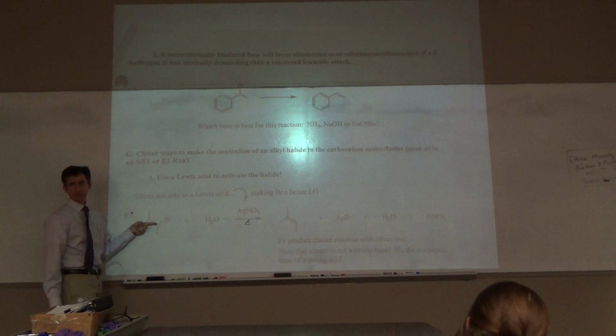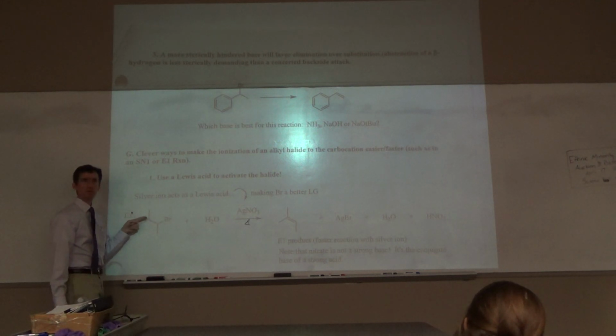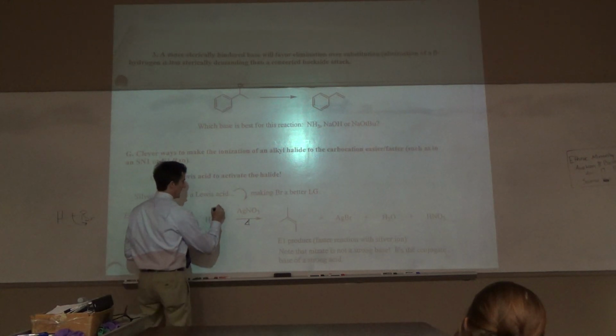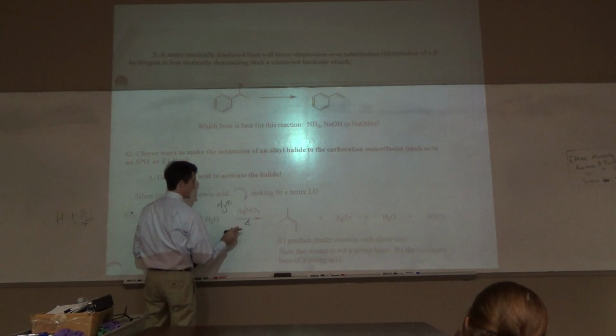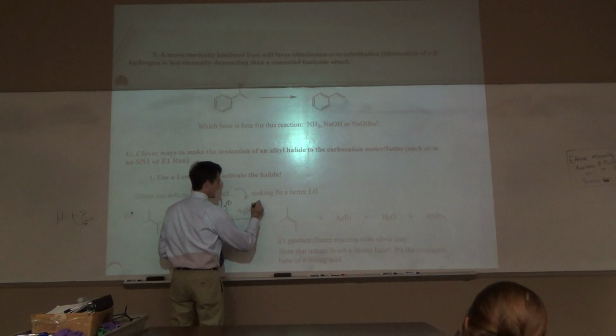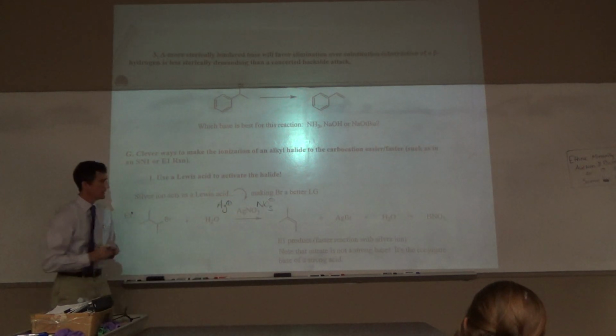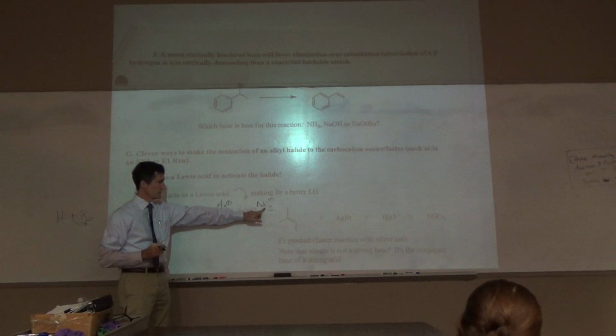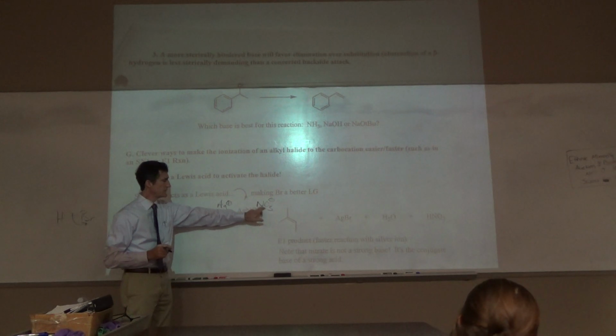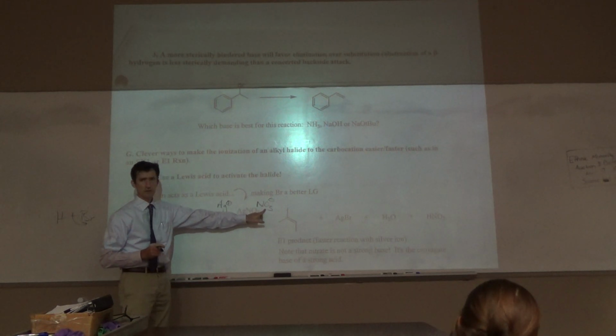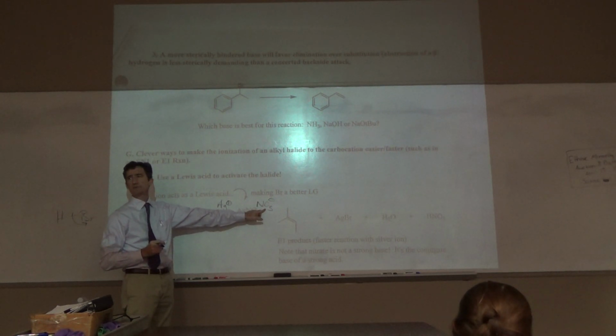How fast is it? Well, sometimes the ionization can be slow and you want to make it a little bit faster. A clever way to do that is include silver ion. Silver plus ion. Okay? NO3 minus, right? Now this is not going to be your base here, okay? That's the anion of nitric acid.